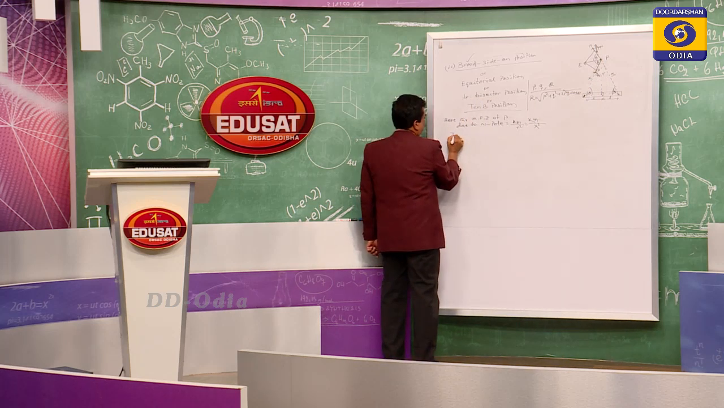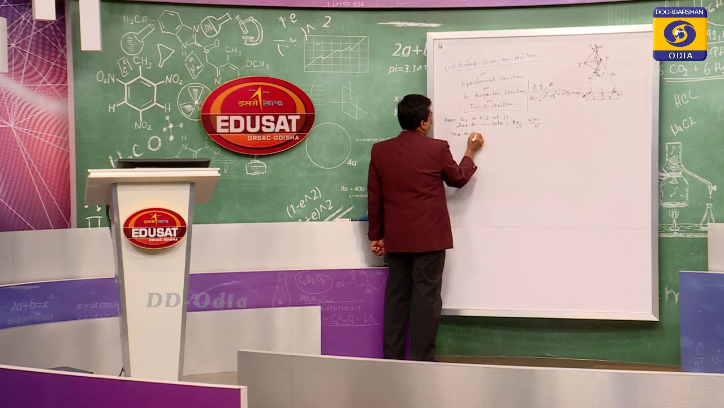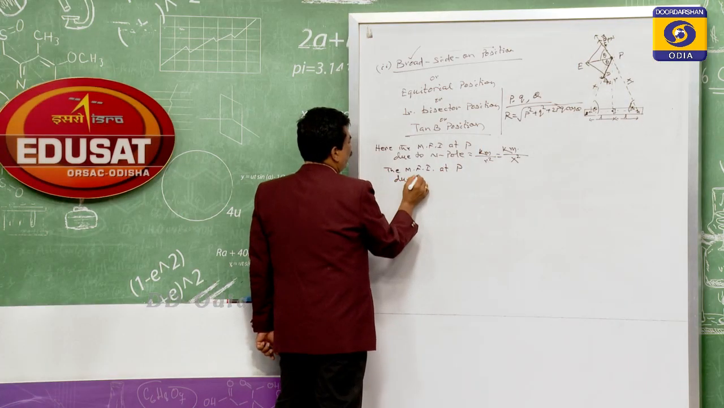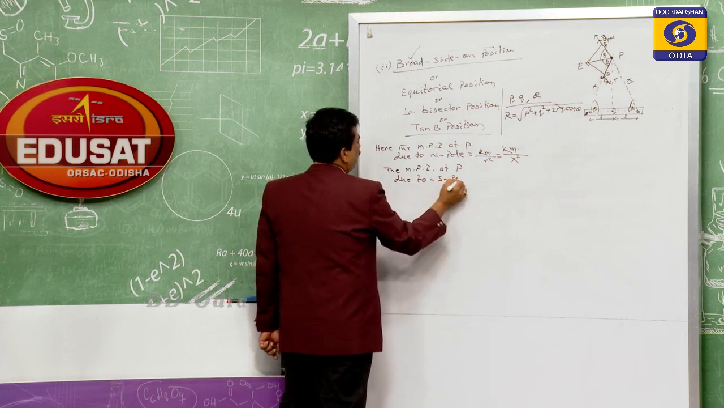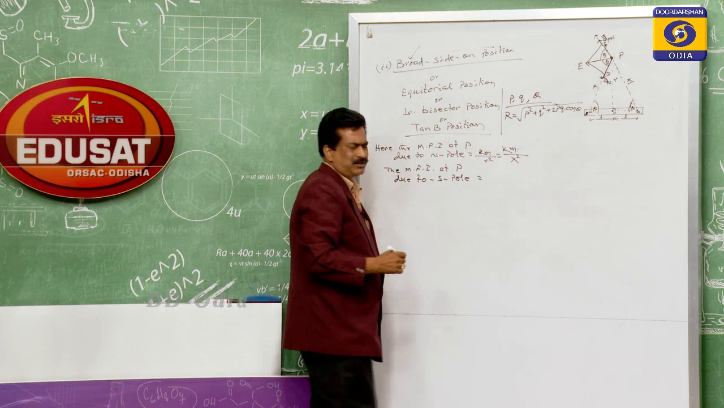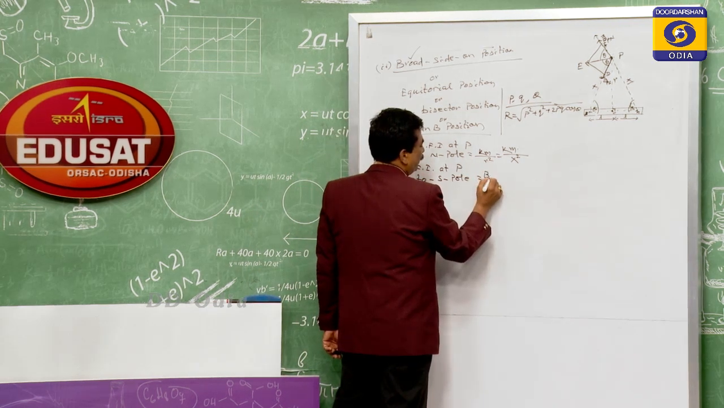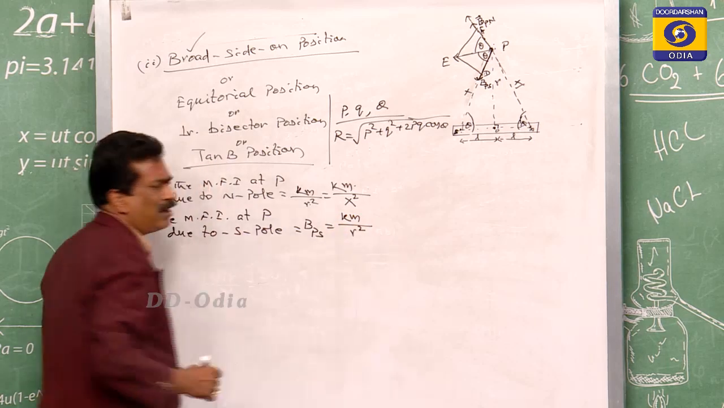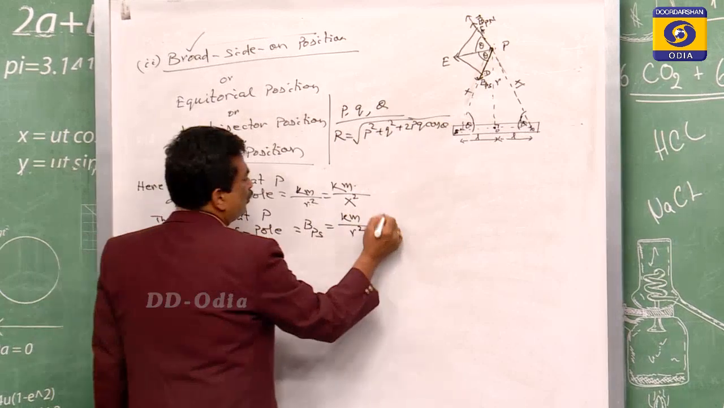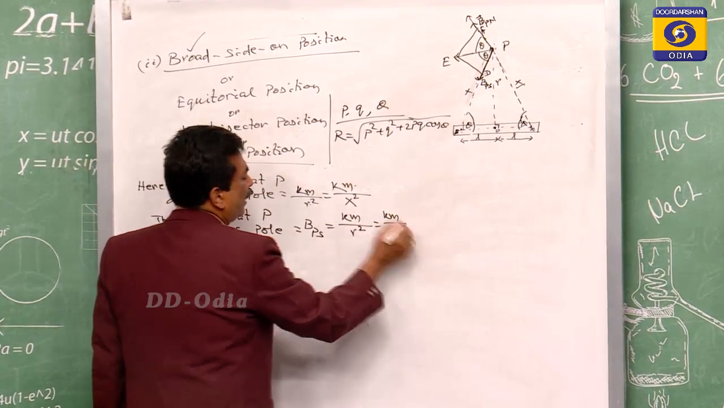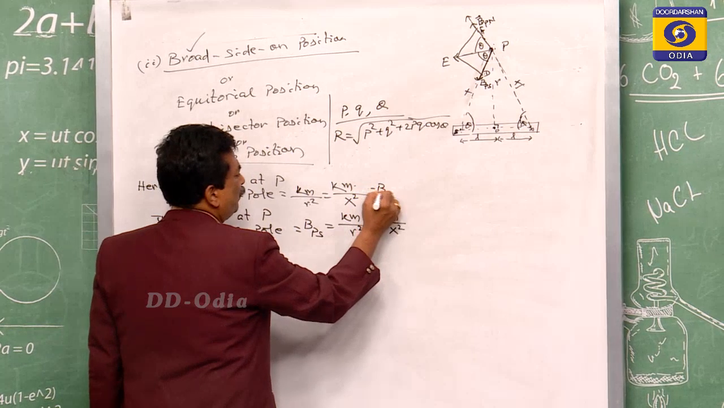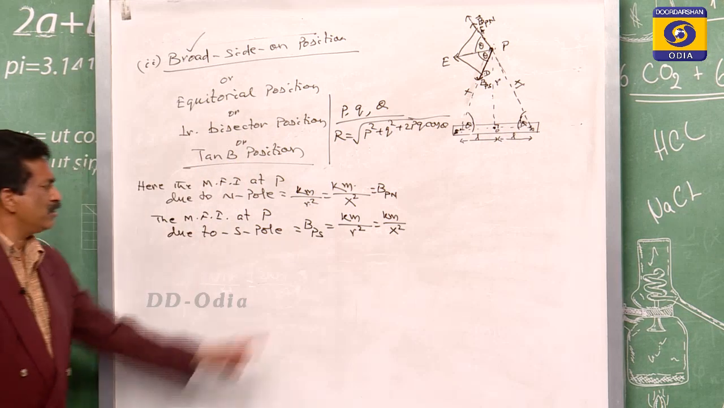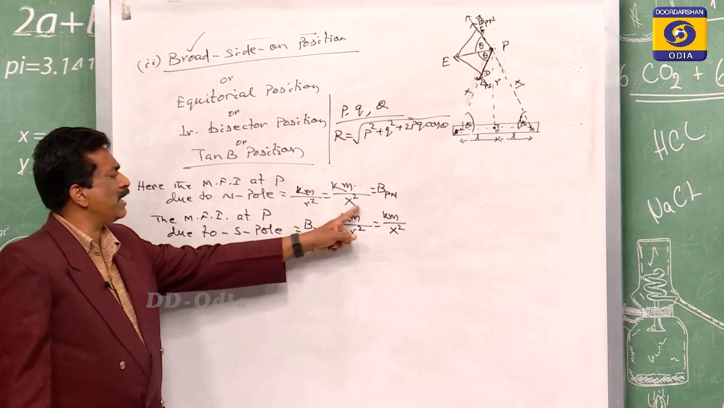So, the MFI at P due to the South Pole, if that equals BPS, then that also equals k m by r square, and that equals k m by x square, and this equals BPN. So, BPS, the formula is k m by r square.